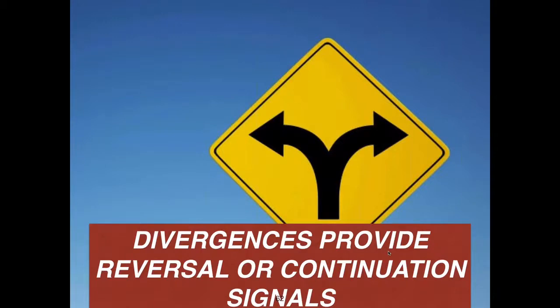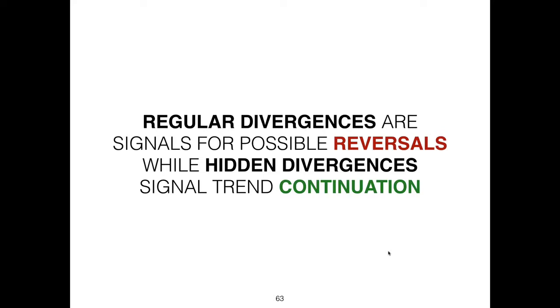So what are divergences? When a technical indicator disagrees or moves in the opposite direction as the price action, it creates powerful technical signals called divergences. There are 2 kinds of divergences, regular and hidden. There are also 2 biases for divergences, bullish and bearish. Divergences provide reversal or continuation signals.